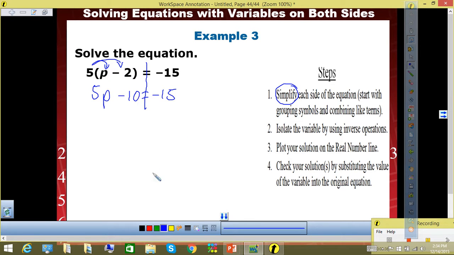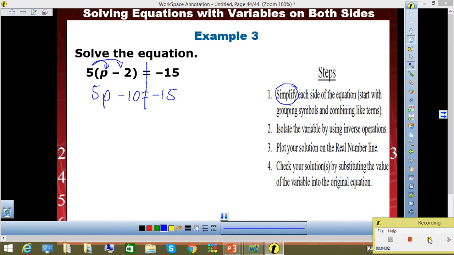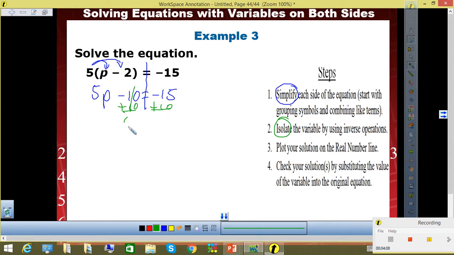Do you know what to do from there? Okay, finish it off, please. Copy and go. Nice. Okay, here we go. Since we already simplified, next step is to isolate. Add 10, 5p equals negative 5. Divide by 5, p equals negative 1. Hands up if you got that.